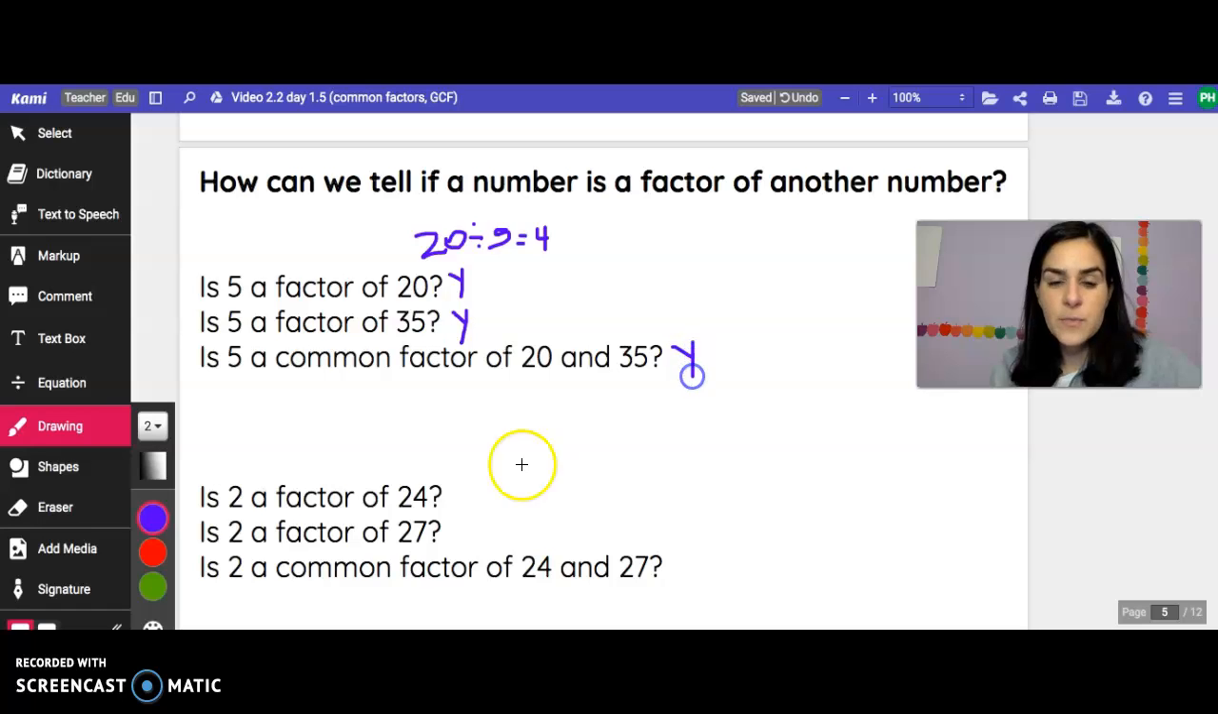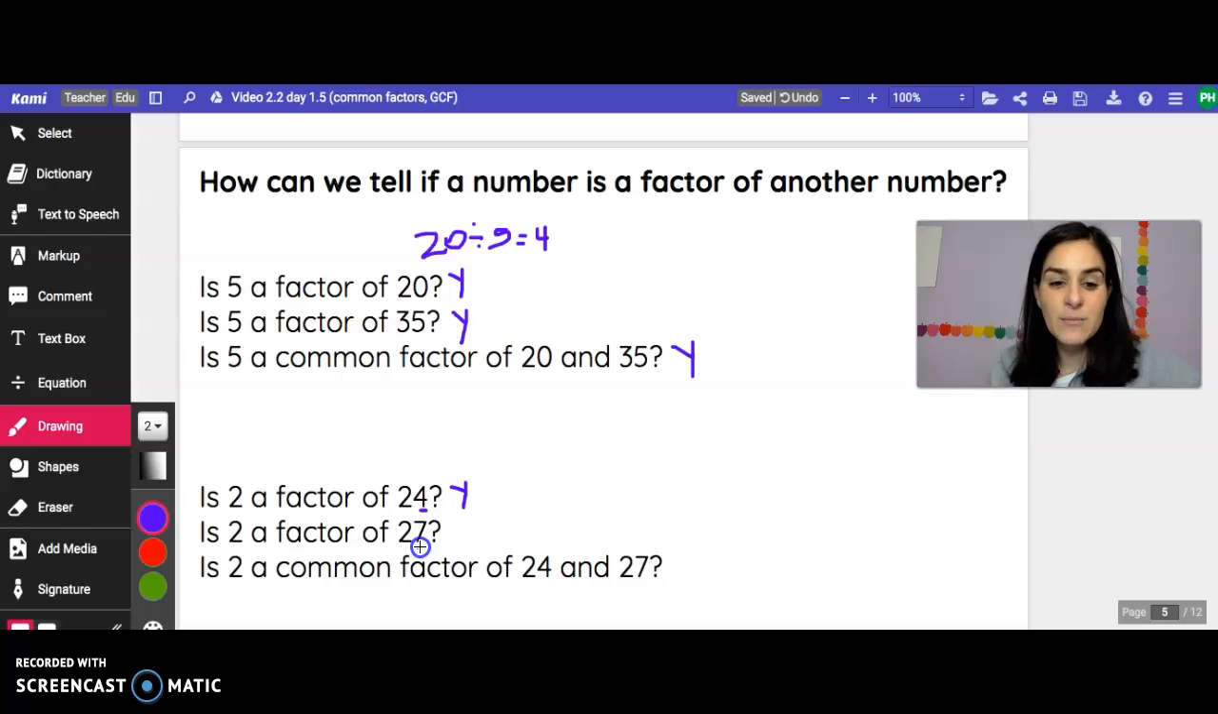So yes. Let's try for this one. Is 2 a factor of 24? Can I do 24 divided by 2? Hopefully you're saying yes, it's an even number. So yes. Is 2 a factor of 27?